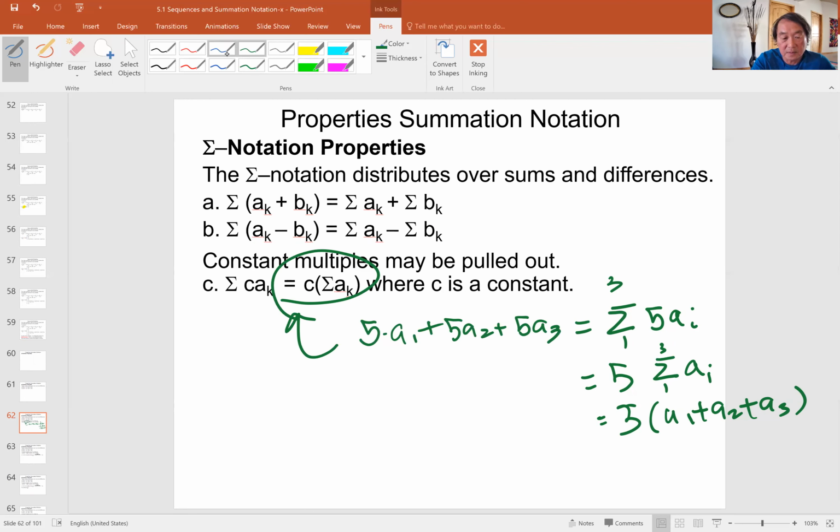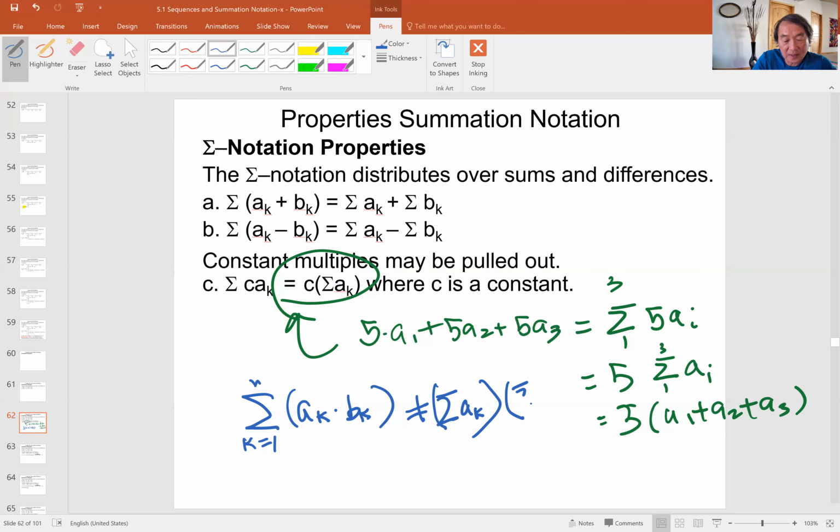What is not allowed is this. Absolutely not: the sum of a sequence times another sequence, the sum over k. I have two sequences and I multiply them, and k could go from 1 to whatever. This is not going to be the same thing as adding them first individually, then multiplying. This does not work in multiplication. You can pull out a constant multiple, yes.